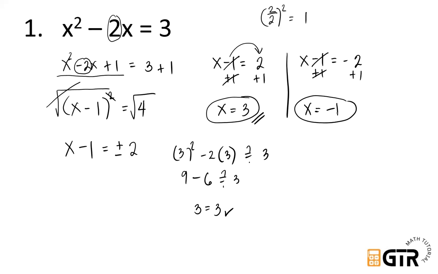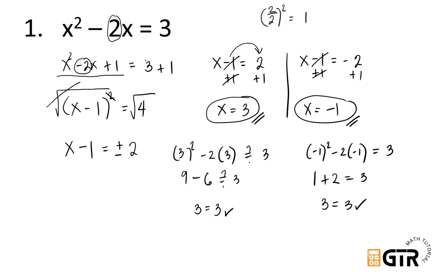And then, if x is equal to negative 1, so ipalit natin yung negative 1 dito. So we have negative 1 squared minus 2 times negative 1 equal dapat siya sa 3. So negative 1 times negative 1, that is positive 1. Negative 2 times negative 1, that is positive 2. Okay, so tama. Ang left side natin, 3 is equal to the right side, 3. So therefore, tama yung dalawang solutions na nasolve natin, 3 and negative 1.